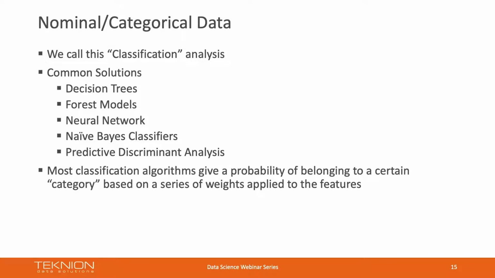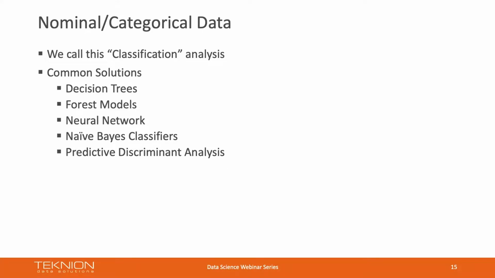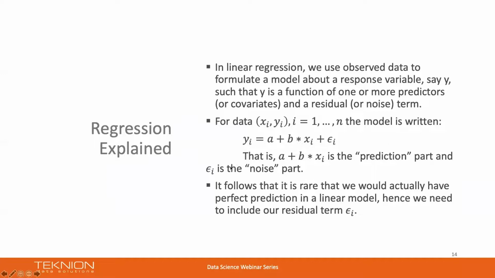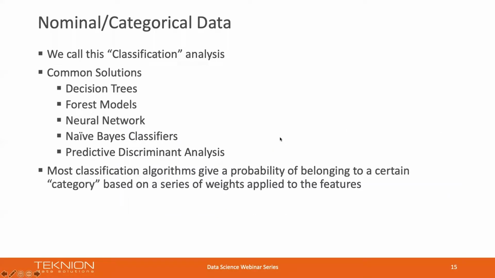But what we're looking at is most classification algorithms give a probability at the end of belonging to a certain category based on a series of weights applied to the features, meaning the features are the predictor variables, right? Or another way to think about it is, if we're using this, the features is everything in this spot, all of that stuff in there. All right, so when we're doing this, I'm going to show an example of what this looks like in just a second.